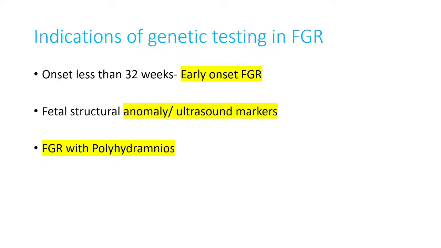So, if soft markers or fetal structural anomalies are there, then that is also an indication for genetic testing. Or if there is FGR with polyhydramnios: usually with fetal growth restriction, liquor amount decreases. If liquor amount increases with FGR, then there may be chances that some aneuploidy is present. So, in that case also you have to do genetic testing.